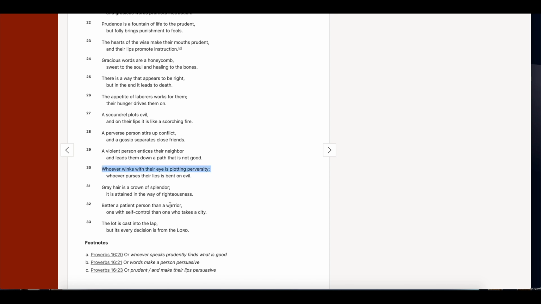So I guess to take from this, whoever winks their eye is plotting perversity. I mean, when your friend winks to his friend and he's like, yeah, and then typically something bad happens, like you get slapped in the head or something goofy. Yeah, that's probably what it means. So yeah, just be careful when someone winks, right? No, that's not what it's meaning directly, but it's meaning like, hey, if someone's evil, they're probably going to do something evil, so be careful.